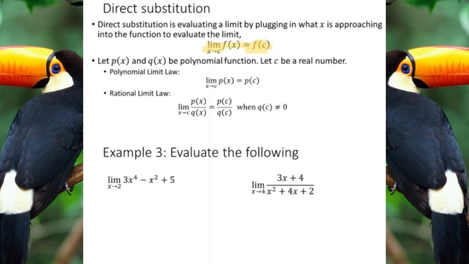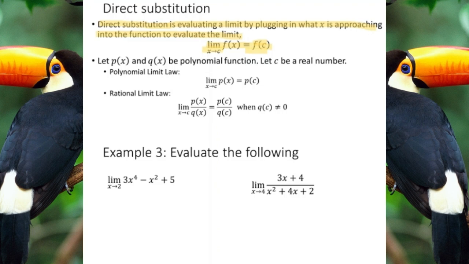When a function has this property, we're going to refer to it as direct substitution. Direct substitution is evaluating a limit by plugging in what x is approaching into the function to evaluate the limit. In other words, the limit as x approaches c of f of x equals f of c. As we go through this unit and this course, we will learn about different classes of functions where we can evaluate the limit through direct substitution.